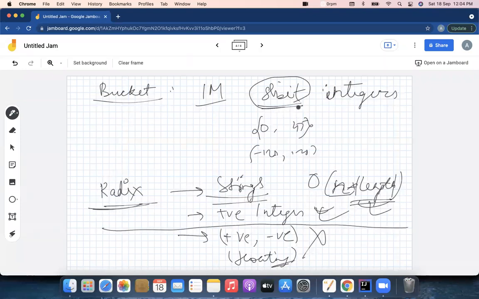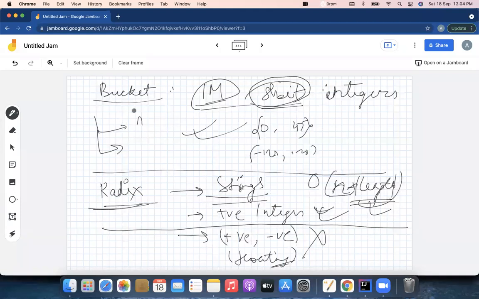Bucket sort you will use on problems where the number and range are defined. There are two types of bucket sort: range bucket and individual buckets. Range bucket sort's time complexity is n squared by b plus n, and individual bucket is strictly linear, order of n. When you create range buckets, remember b is very important. b is the number of buckets, so the larger the number of buckets, the more efficient your algorithm is. Radix sort's time complexity is n times the length for strings, and strictly order of n for numbers. So that's all for today.